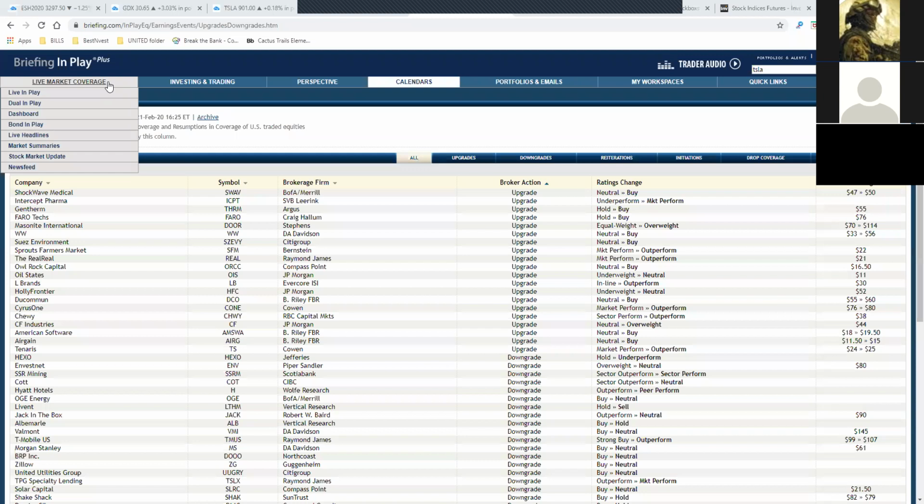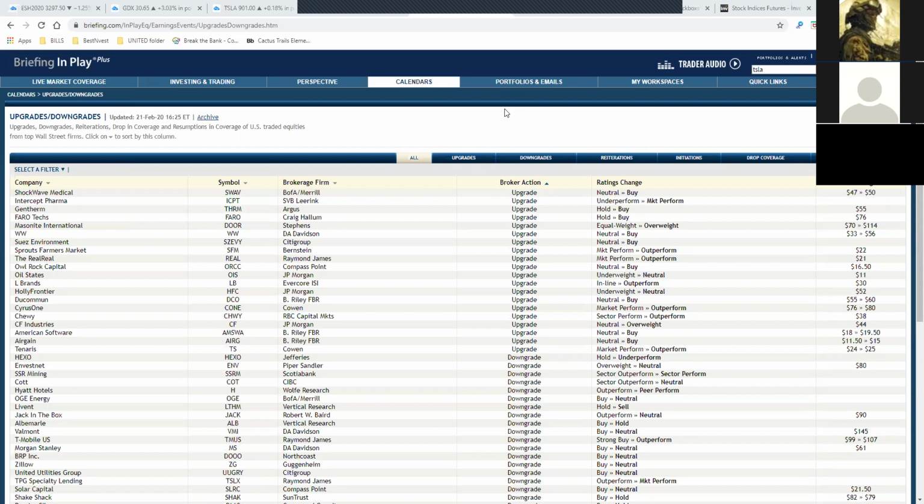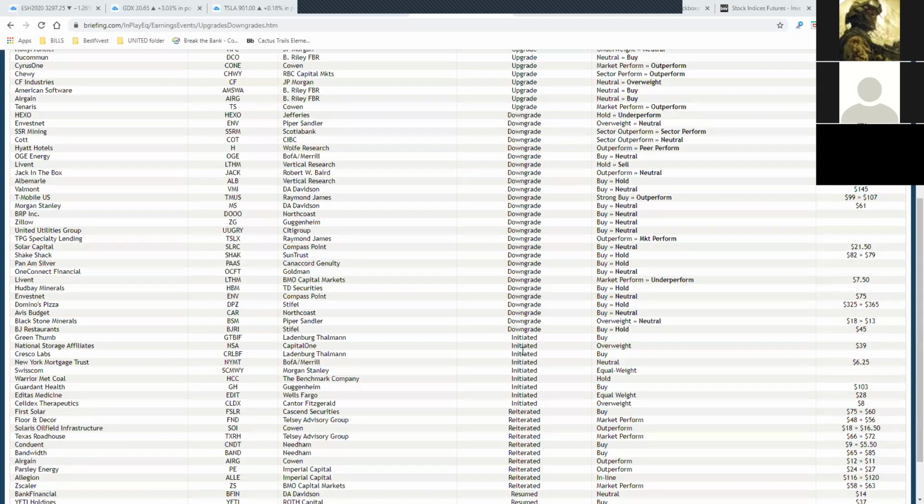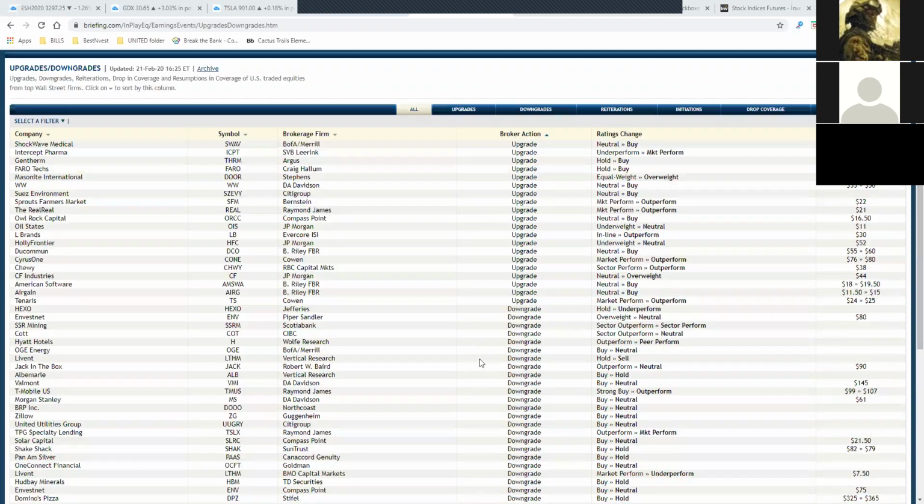Also, another subscription I pay for is briefing.com so I can try to capture all the fundamentals, you know, the news. I try to capture all the upgrades and downgrades. So briefing.com, I pay, what, $480 a year here. You can pay monthly if you want. And you can find out all the upgrades and downgrades for all the companies every single morning.